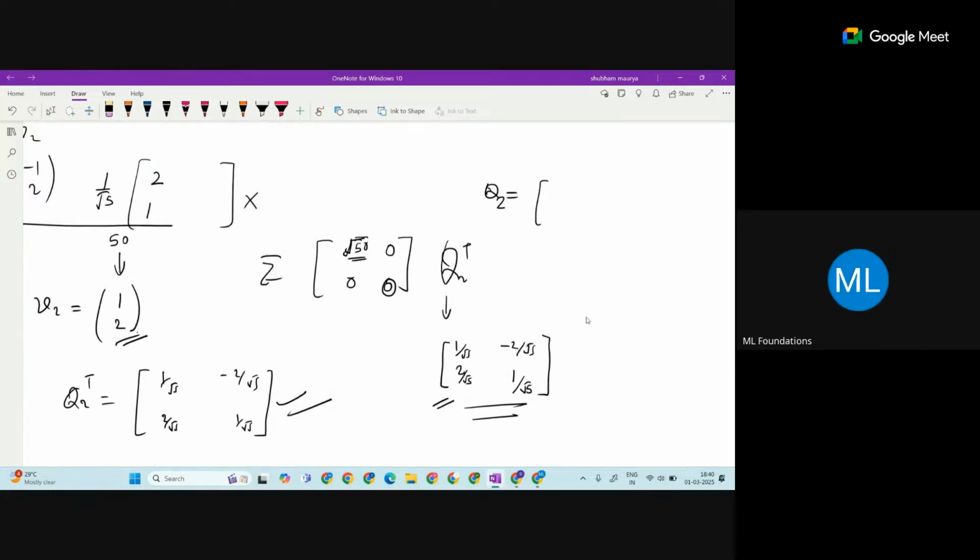See, I constructed this for transpose one. Q2 transpose is this one. If you want Q2, then you have to do just the transpose of it. If you take the eigenvector, that should be Q2, no, sir? Yes, whatever eigenvector we have made, V1 is 1 by root 5, 2 by root 5, and the other is minus 2 by root 5 and 1 by root 5. These are the two vectors for Q2.